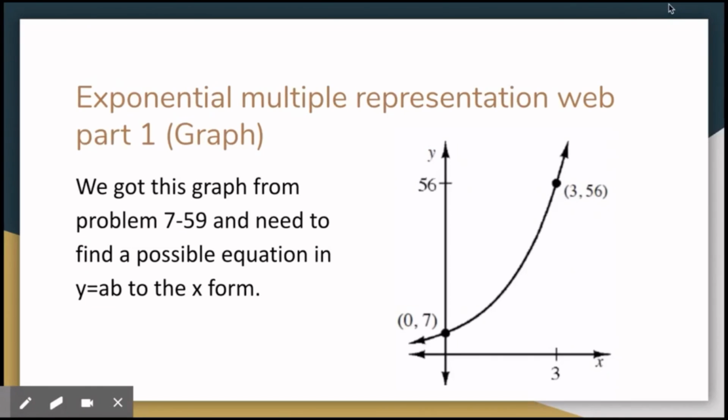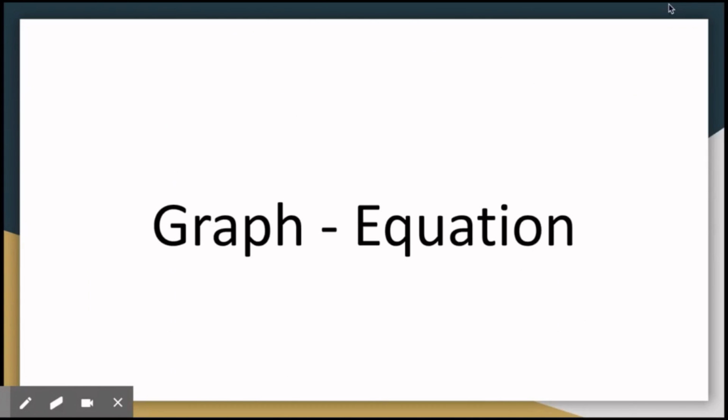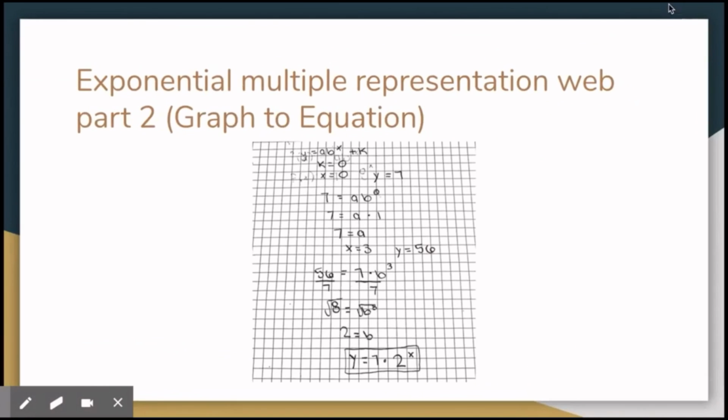We got this graph from problem 759, and we need to find a possible equation in y equals ab to the x form. So we went from the graph to the equation. The equation is y equals ab to the x plus k, and k is 0. From the points from the graph, 0, 7, the x is 0 and the y is 7. So we plugged that in to the equation, and it's 7 equals ab to the 0, and then 7 equals a times 1, which is basically 7 equals a.